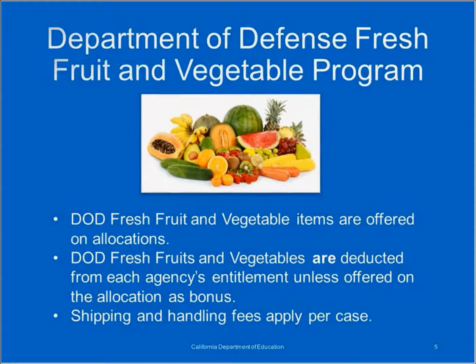In addition to brown box, agencies may choose to use a portion of their entitlement dollars to purchase fresh fruit and vegetables through the DoD program. Further into the webinar, we will review how to request DoD items. As previously mentioned, shipping and handling fees are applied per case.